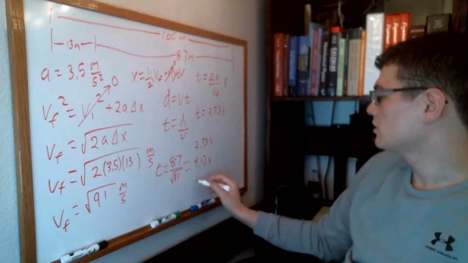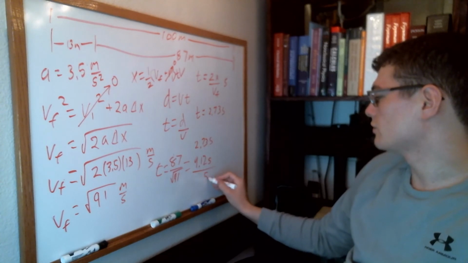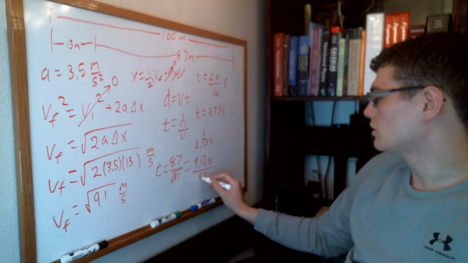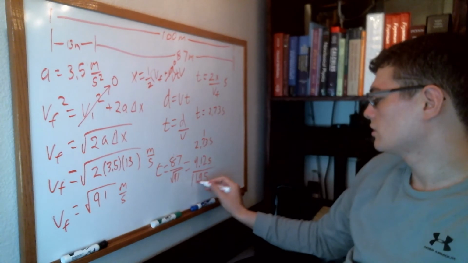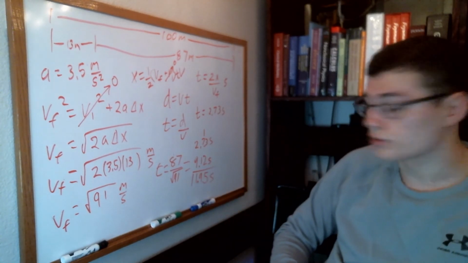2.73 plus 9.12 is going to give you 5 here, 9 here, and so he's going to finish this race in a district qualifying time of 11.95 seconds.